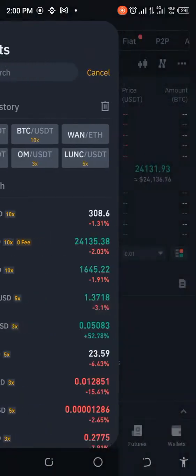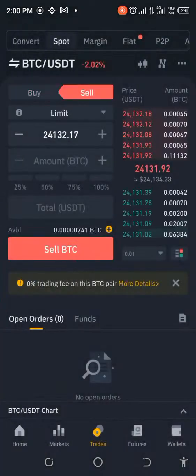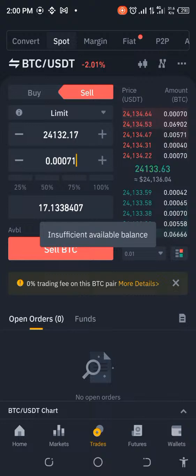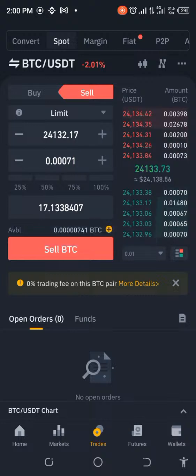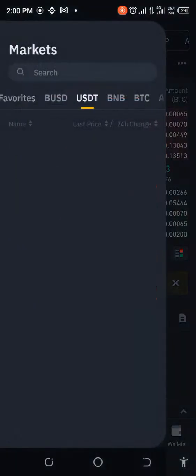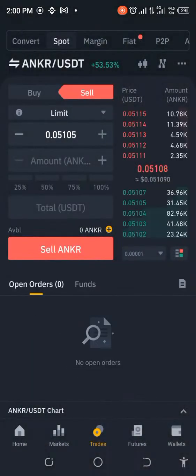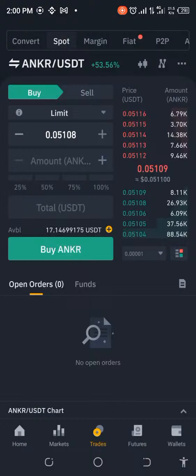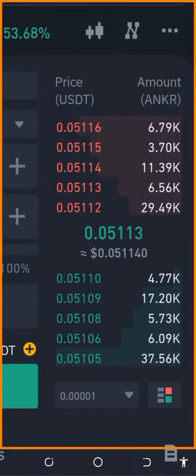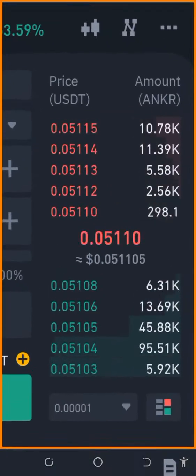Let's see whether we're going to make a profit. Okay, it looks like we would be able to make profit because we had to subtract part of that decimal point. Okay, let me go back and see how this would go. I'm sure definitely we're going to make a profit. I had to subtract part of it. So let me go back to ANKR USDT. What is the price right now? Okay, the price is 05110.